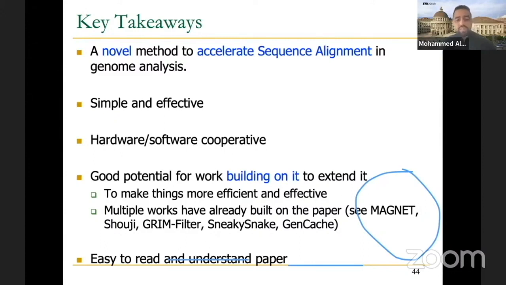So this is a good potential for work building on it. There are a lot of works that use GateKeeper to extend and build on top of it. We were going through some of them. Some of them are very recent work, some of them old work. But there are multiple related works that build on top of GateKeeper and find ways to improve the accuracy or the speedup.